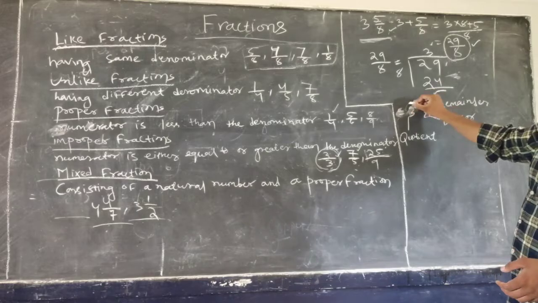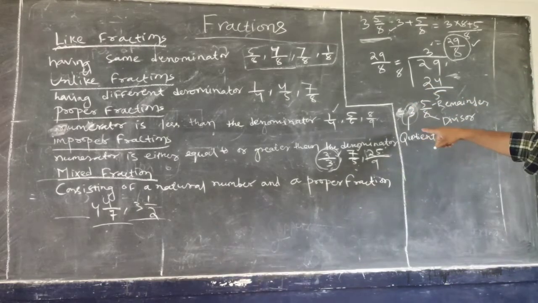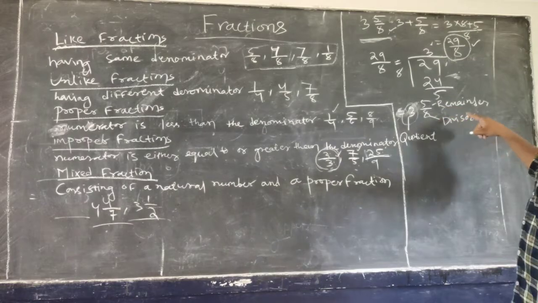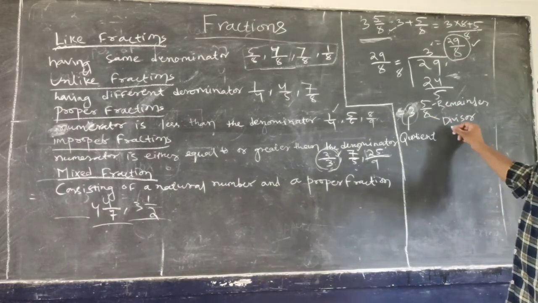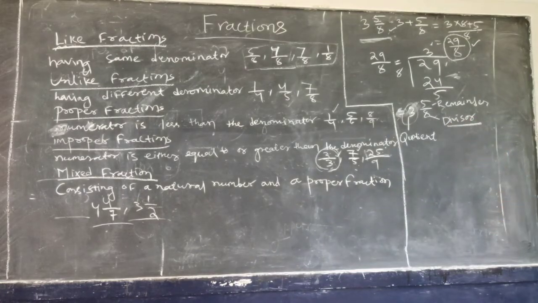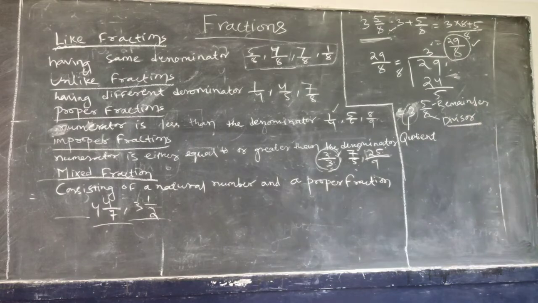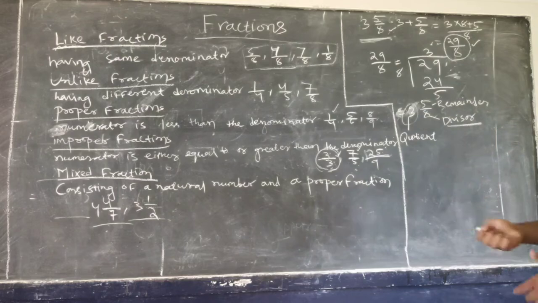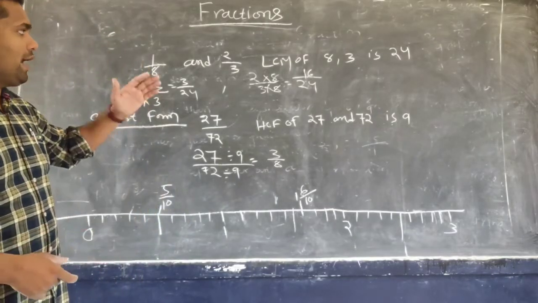So here 3, the quotient, is known as your whole or natural number, and 5, the remainder, is the numerator. We write this one as a numerator, and 8, the divisor, we write as a denominator. So this is the process where we get the mixed fraction from the improper fraction.